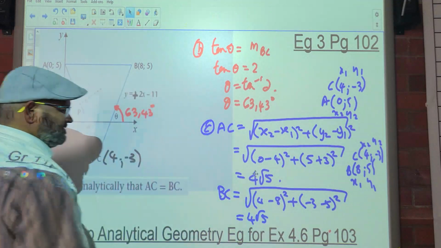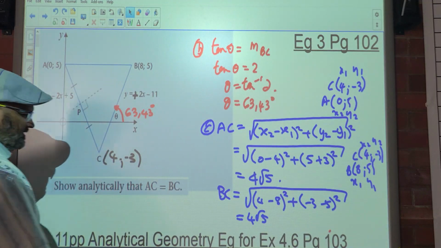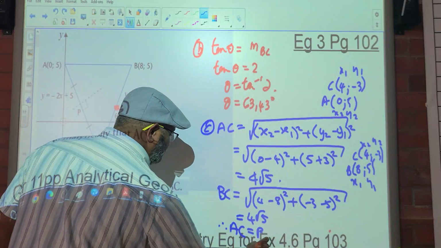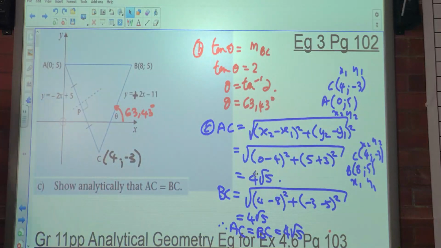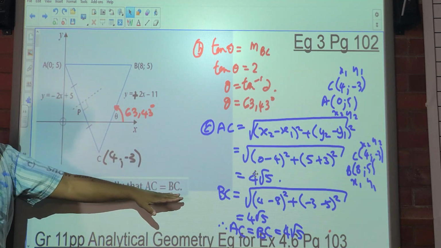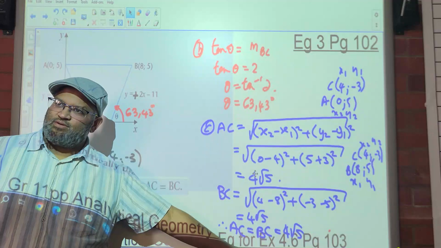So what do we say now? We can conclude now. Therefore, AC is equal to BC, which is equal to 4 root 5. Do you guys understand? Is there any confusion there? Again, look, if they ask you to show analytically that they are equal, I've ended with the fact that they are equal.